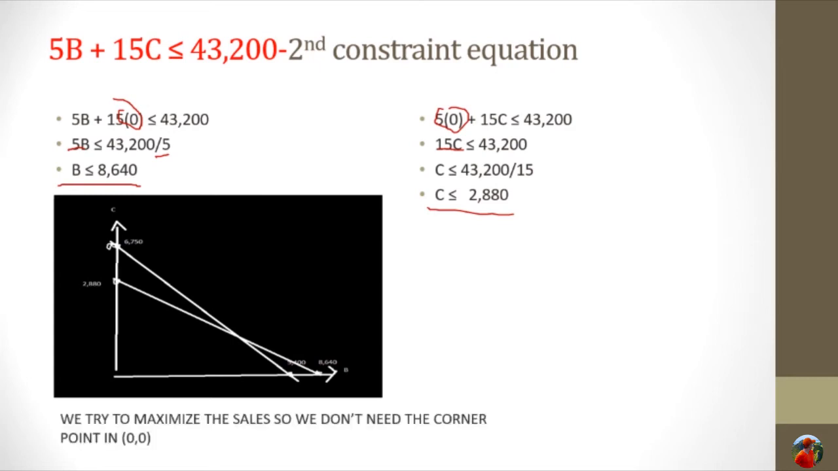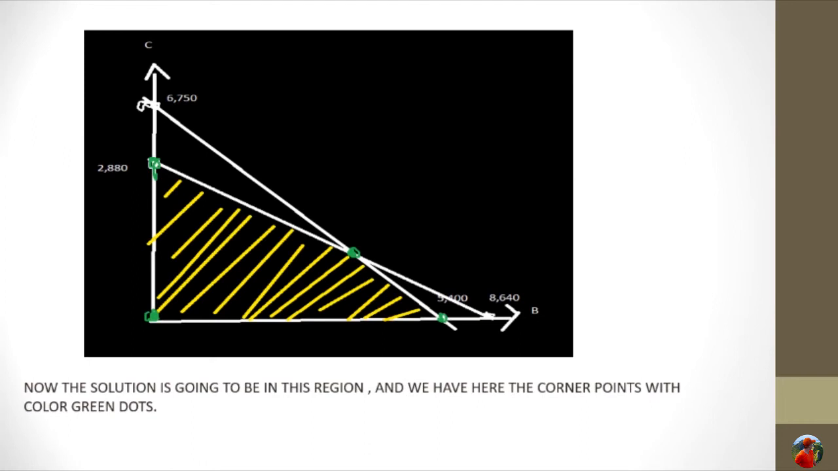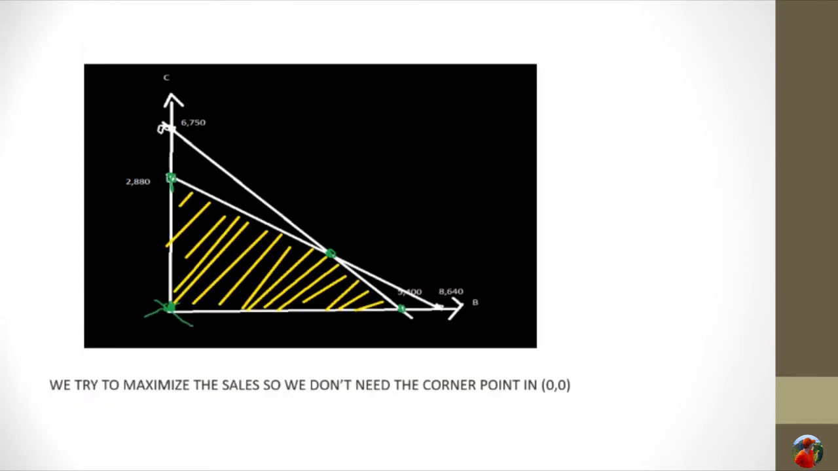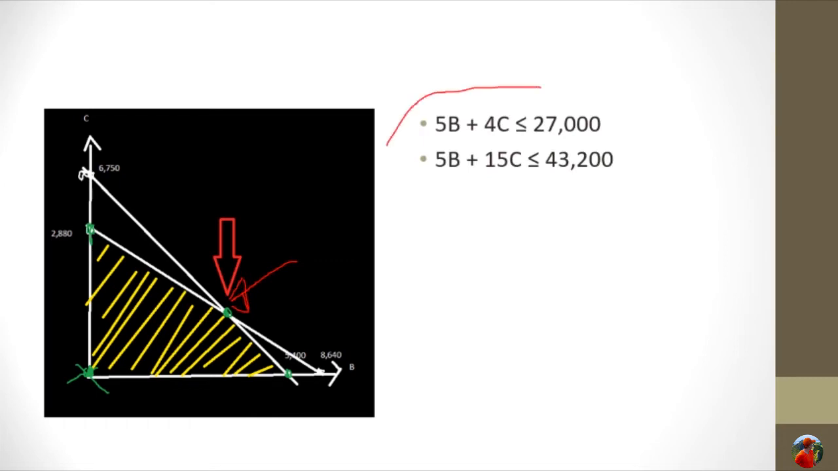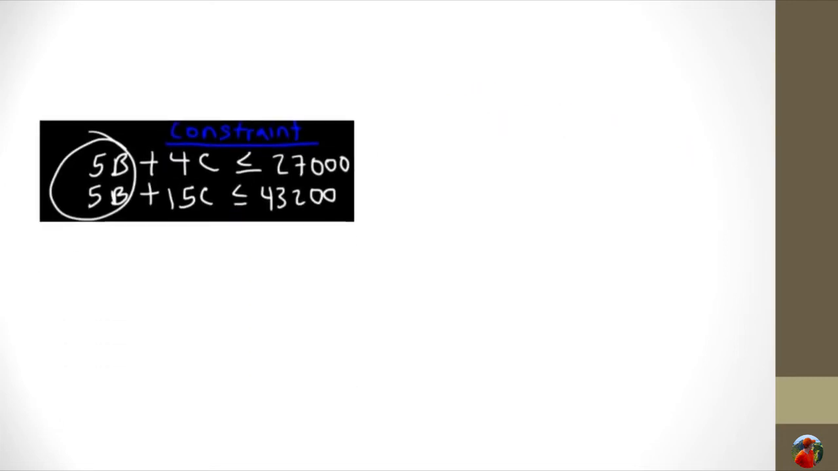We try to maximize the sales so we don't need the corner point at 0, 0. Now the solution is going to be in this region, and we have here the corner points with green dots. So that's 4. But we don't need these 0, 0 corner points. In this area, that is the 0, 0. And now there's only one corner point to get, and that is the intersection of two lines in this area. So we need to solve these two systems. Notice that these are both 5b.